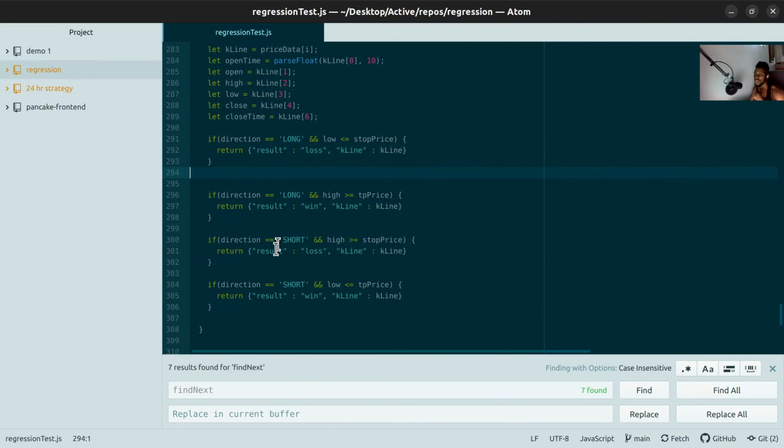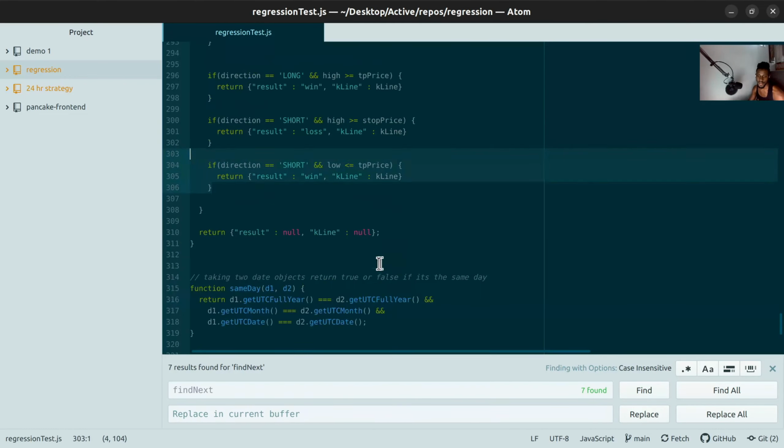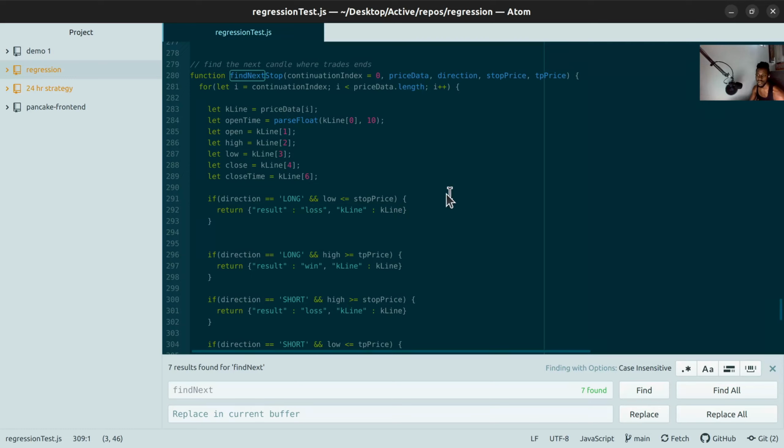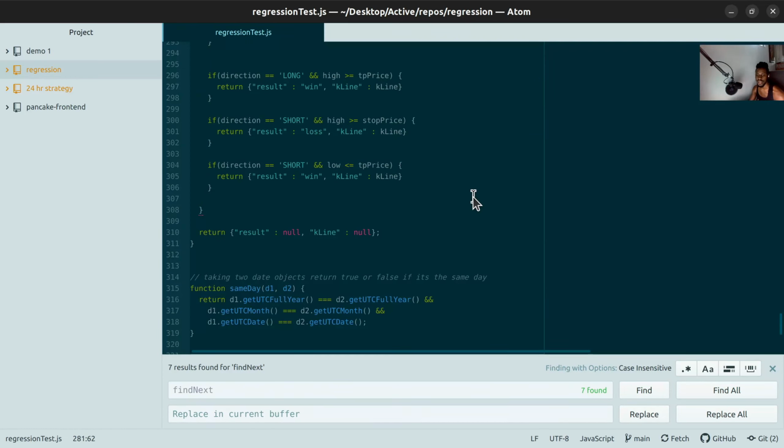If we're long and high is greater than or equal to our take profit price, then win, which is good. If we're short and high is greater than or equal to our stop, then loss, and if we're short and low is less than or equal to our take profit, then that's a win. In case of something weird, return nothing. So this all looks right to me. I don't see an obvious mistake here.